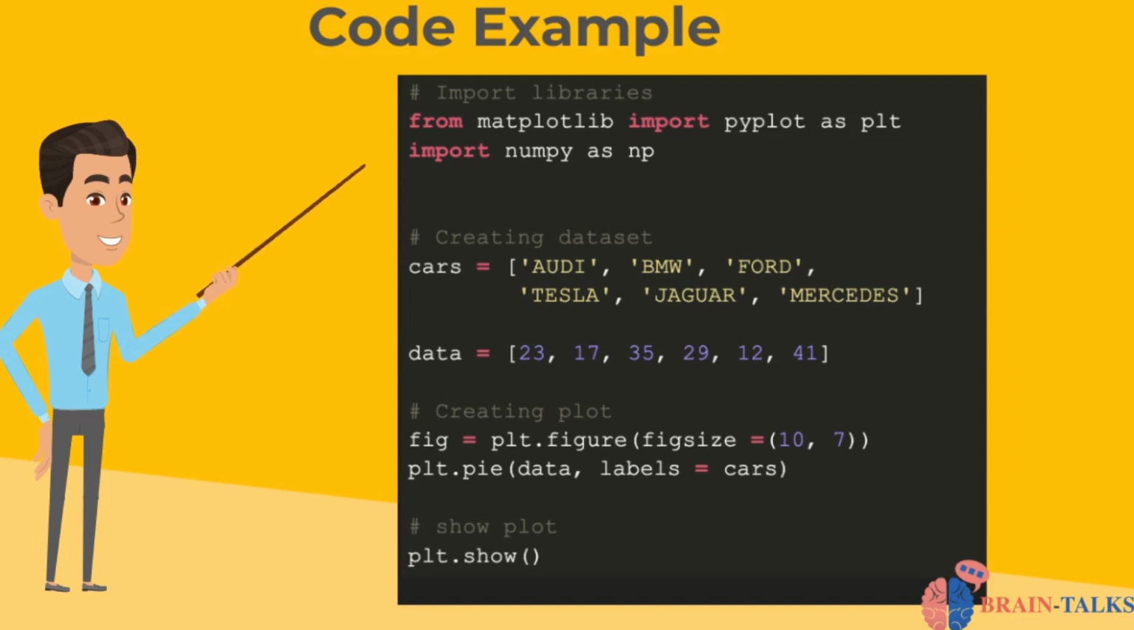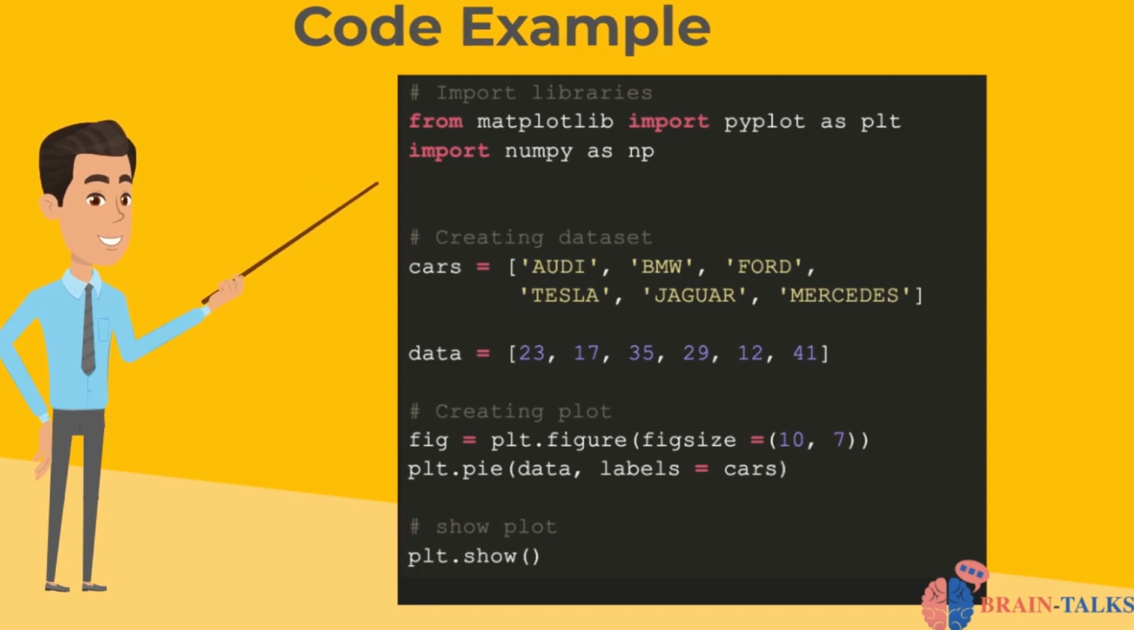Understand the code now. The first two lines are import statements that are used to import the Matplotlib and NumPy libraries of the Python programming language. I have stored the labels of the car categories in an array named cars, and then I have created another array to represent the sales percentage of each car category. In the next line of code, I have created a plot figure with a specified size of 10 by 7, and then by using this figure, I have created a pie graph with the data and its labels, which are defined above.